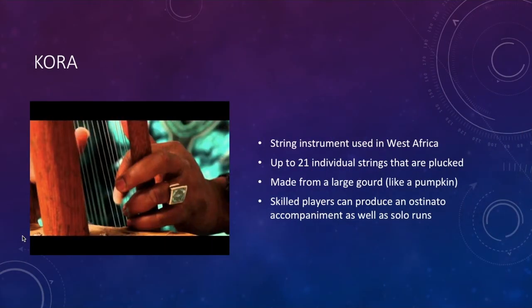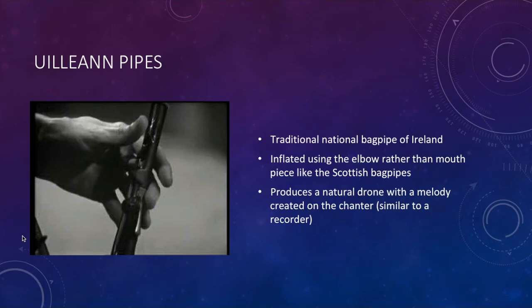That was the kora. The next instrument was the uilleann pipes. I think that's how you say it. I think a previous pupil who was Irish, we managed to work out that it was uilleann pipes. So this is a bagpipe. It's the national bagpipe of Ireland, and it's quite different to the Scottish one. It's smaller to start with, and rather than using a mouthpiece to inflate the bellows, which is the bag of air that goes through the instrument, the player will use his elbow, usually on the left-hand side, to pump the air through.